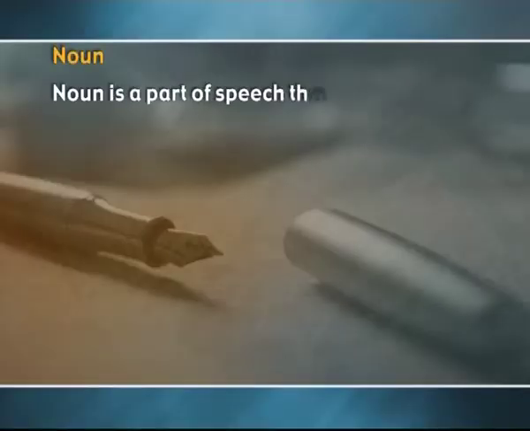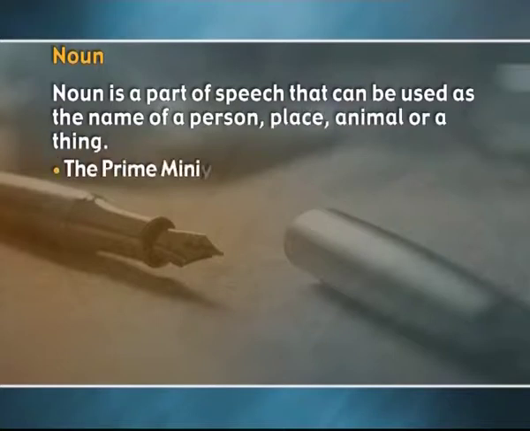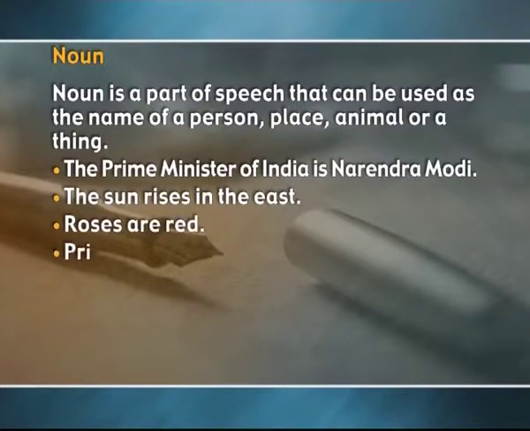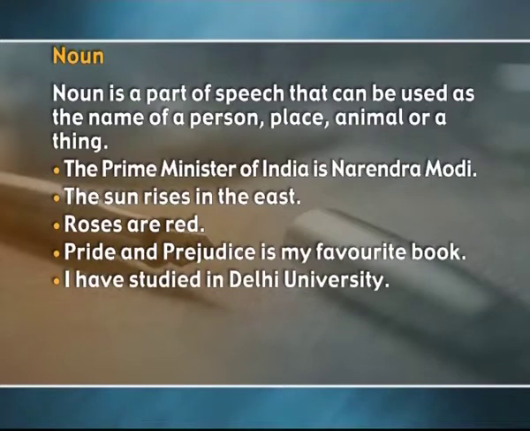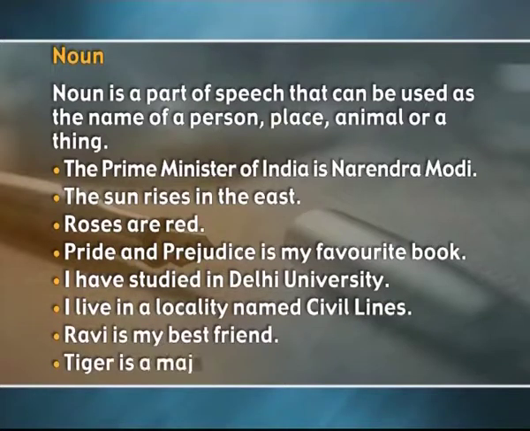Noun. Noun is a part of speech that can be used as the name of a person, place, animal or thing. For example, the Prime Minister of India is Shri Narendra Modi. The sun rises in the east. Roses are red. Pride and Prejudice is my favorite book. I have studied in Delhi University. I live in a locality named Civil Lines. Ravi is my best friend. Tiger is a majestic animal. In the first sentence, India, which is the name of a country, and Narendra Modi, which is the name of a person, are proper nouns. Similarly, like these, common or proper nouns can be identified easily.